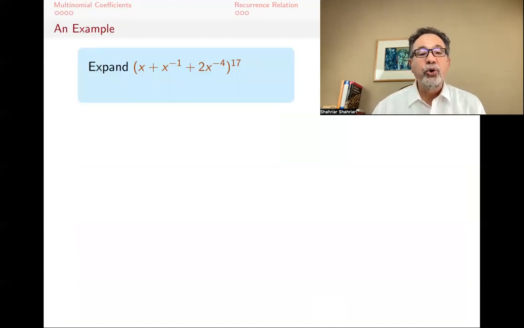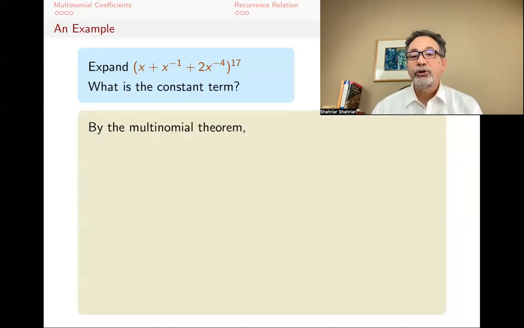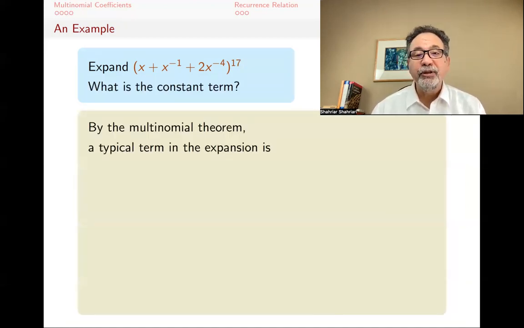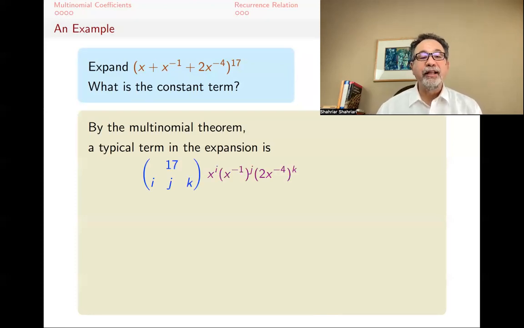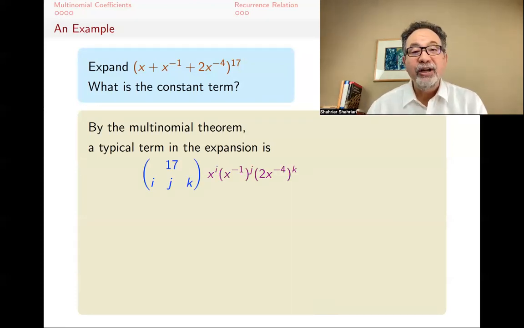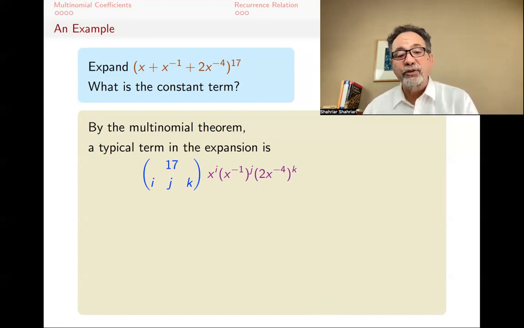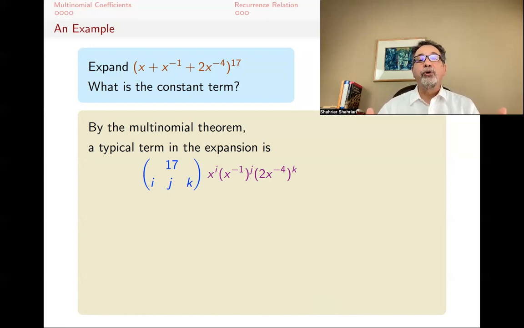So let's say that we have (x plus x inverse plus 2x to the minus 4) raised to the power 17, and I want to find the constant term. By the multinomial theorem, a typical term in the expansion is something like this. Because it's raised to the 17th power, that typical term is 17 choose i, j, k, times x to the i, x inverse to the j, (2x to the minus 4) to the k. The terms are not x, y, and z, they're x, x inverse, and 2x to the minus 4, so this is going to be our typical term.